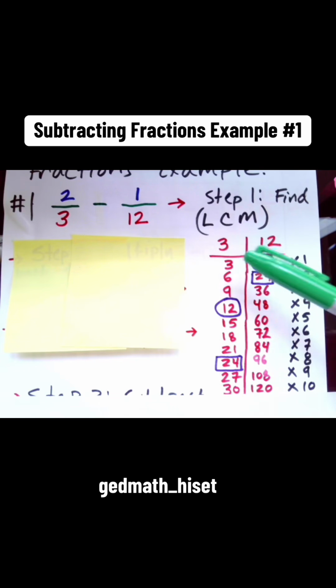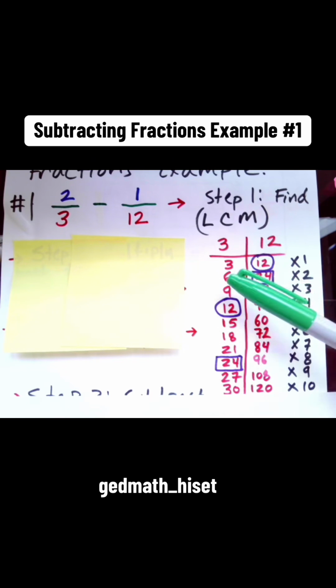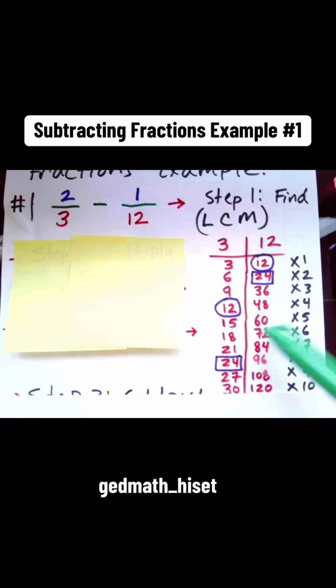So 3 times 1 is 3. 3 times 2 is 6. 3 times 3 is 9, on and on and on. And I'm going to multiply 12 times each of these. 12 times 1 is 12. 12 times 2 is 24. Times 3 is 36. And I'm going to do this with both numbers until I can find the least common multiple for each term. Well, I can see they both share 24 and 12.